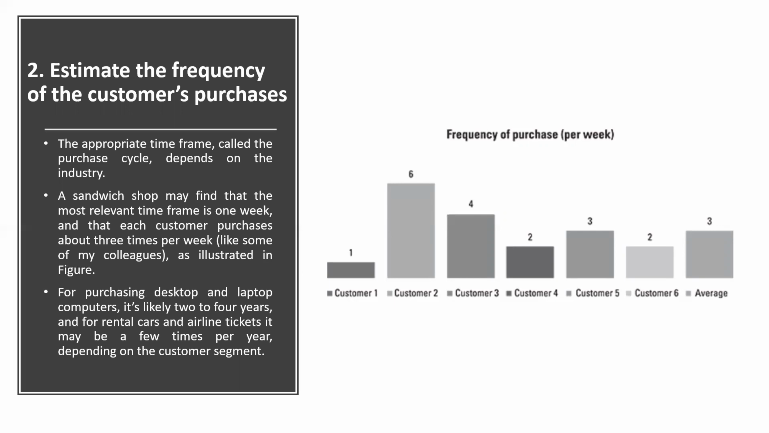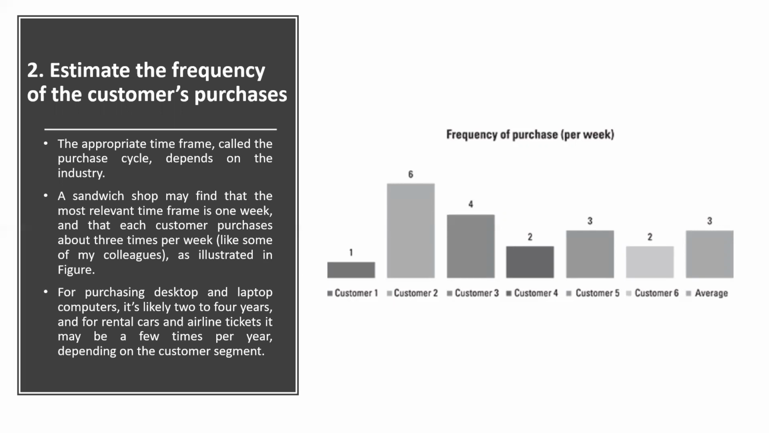Now, a sandwich shop may find that the most relevant time frame is 1 week. That is, each customer purchases about 3 times per week, as you can see in the figure. Like customer 1 is spending 1 week, buys every week only once.